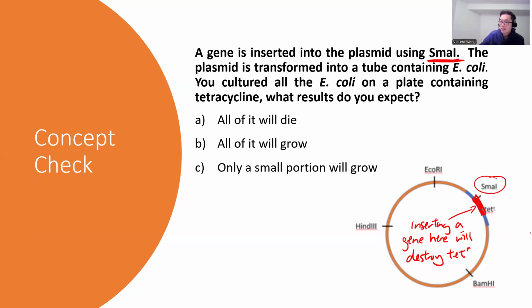What does that mean? It means even if the bacteria are transformed, even if they accepted the plasmid, it will not protect them from tetracycline, because the tetracycline resistance gene in the plasmid has been destroyed by the insertion of the gene. So all of it will die. So whoever did this experiment made a mistake. They should not have inserted the gene using SmaI. They should have inserted it using some other enzyme.